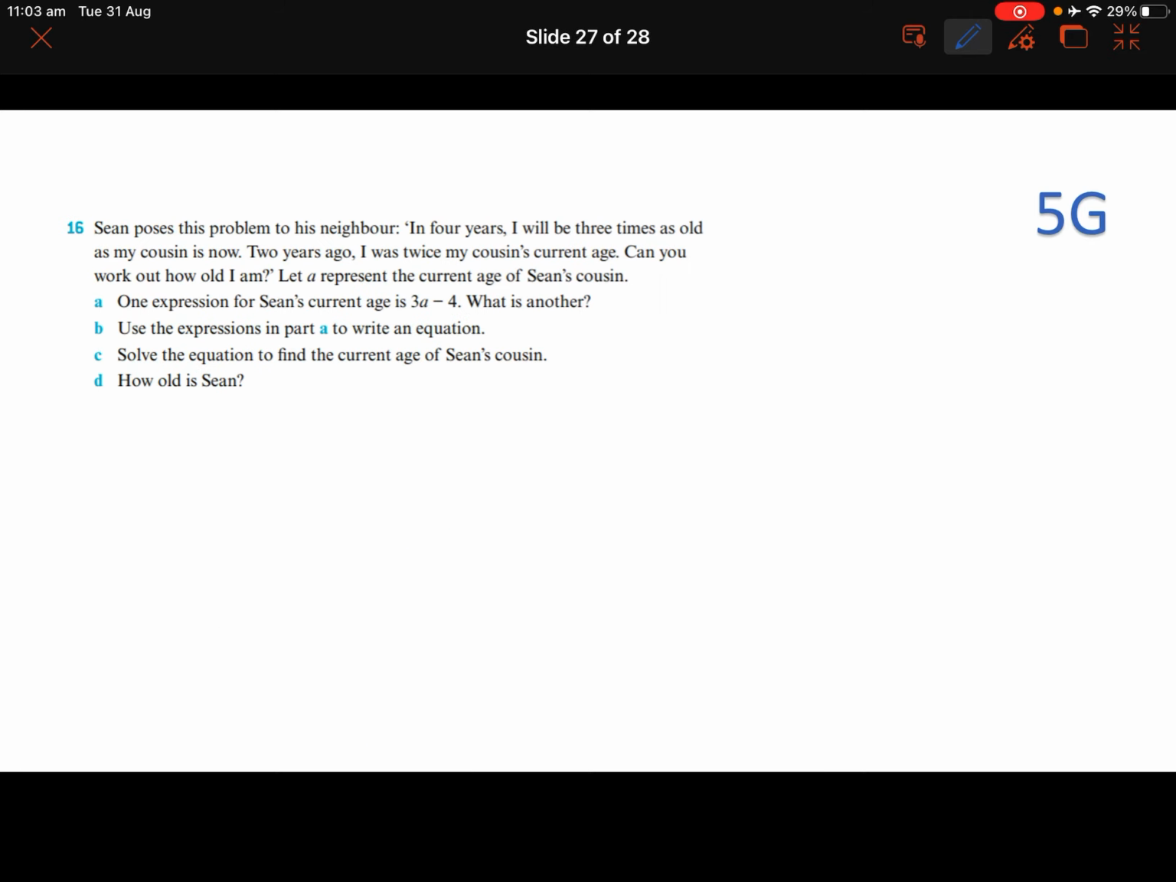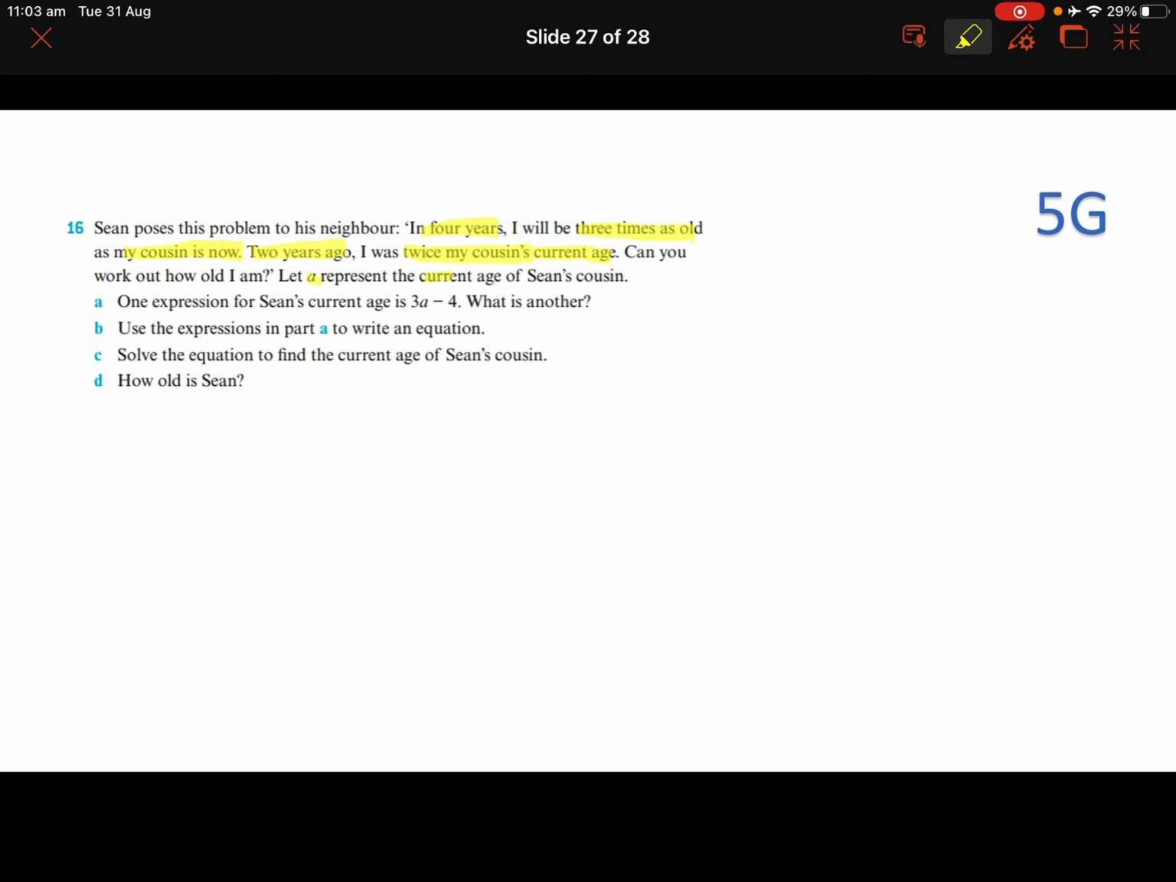Alrighty, I've got a couple more. So here's another one from 5G. I find these ones can still trip me up, so they're just ones you need to practice. So let's look through it. Let's get a highlighter. All right, Sean poses this problem to his neighbours. In 4 years, I will be 3 times as old as my cousin now. 2 years ago, I was twice my cousin's current age. Can you work out how old I am?